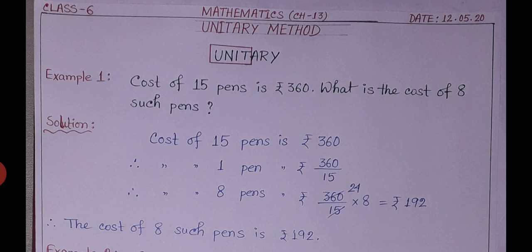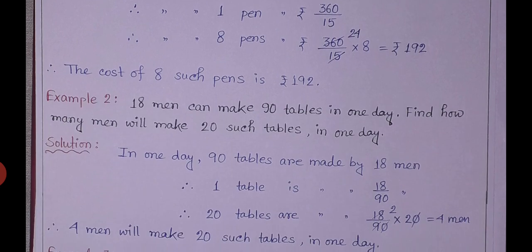So, the process is first we have to write the given information, then we have to find the cost of the unit quantity, single unit quantity, that means 1 pen, and after that the required quantity, that means here the cost of 8 pens. Let's take another example.